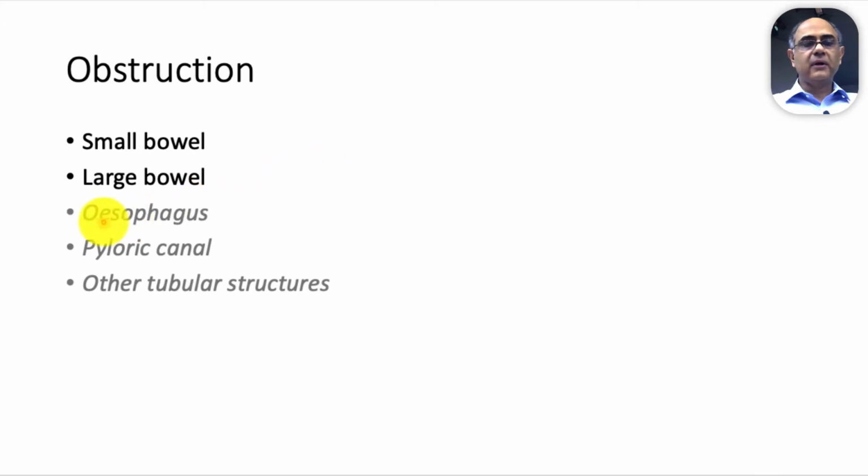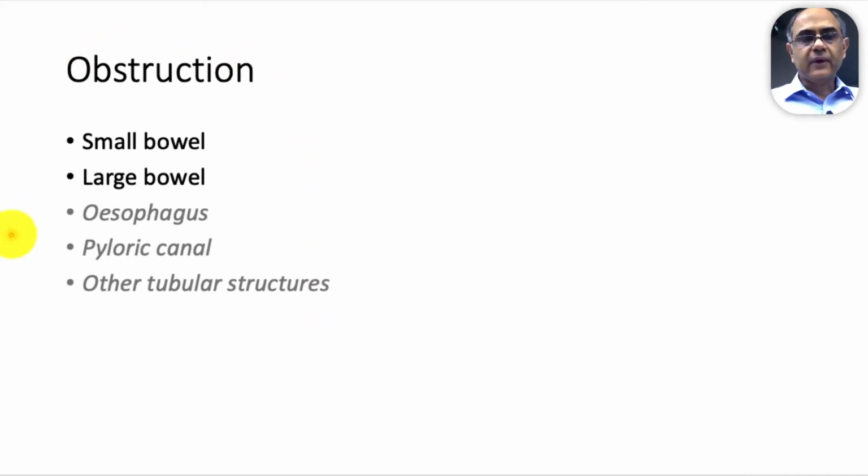I have written esophagus, pyloric canal and other tubular structures just to make you clear, because if the esophagus gets obstructed, the condition is called dysphagia. The patient is unable to eat. If the stomach or pyloric canal gets obstructed by anything, the condition would be called gastric outlet obstruction. The patient will have projectile vomiting, be unable to eat, and the stomach will get distended.